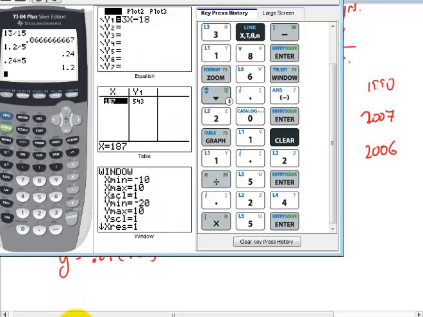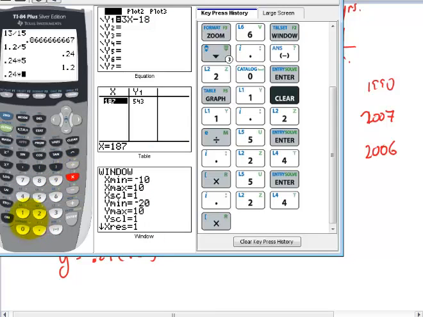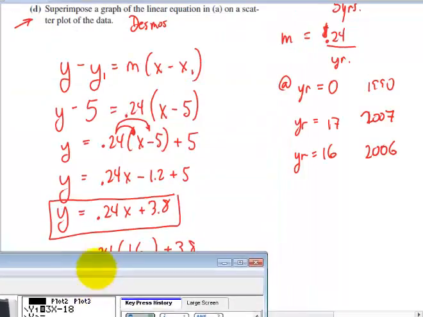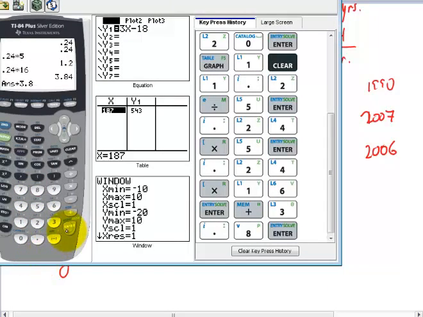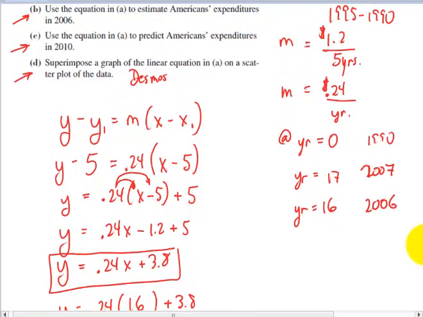So go back to the calculator, 0.24 times 16 plus 3.8. And that will be 7.64. So y equals 7.64.